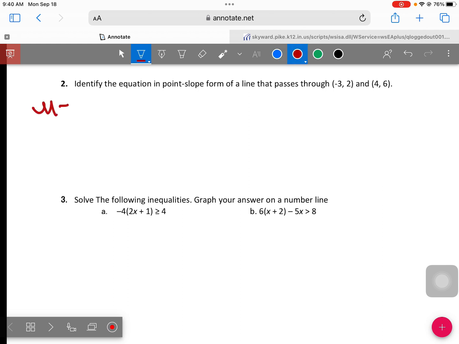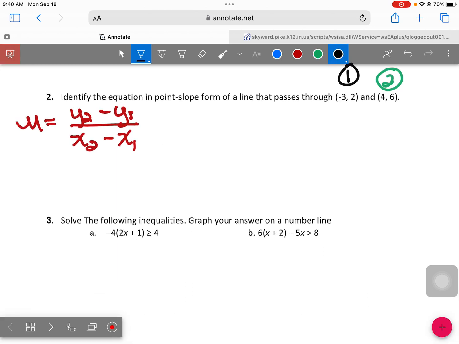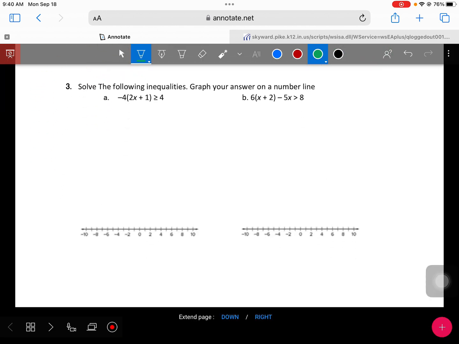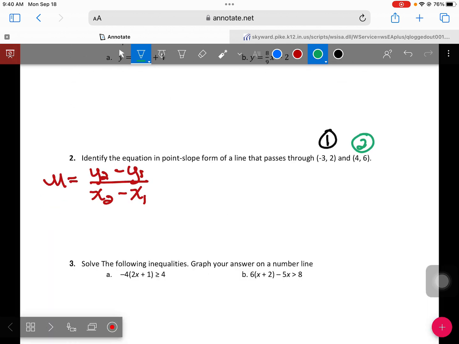So let's go back here. y sub 2, the y coordinate of my second point, is 6, minus y sub 1, which is 2, all divided by the x coordinate of my second point, 4, minus the x coordinate of my first point, negative 3. We cannot subtract a negative, so we add the opposite. So my slope is 4/7. Am I done? No, you have to write an equation in point slope form.